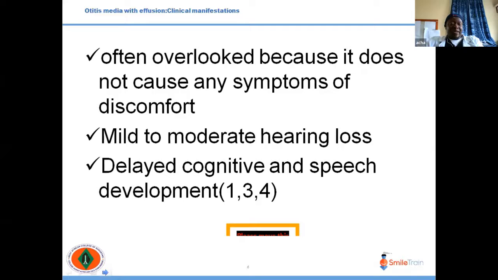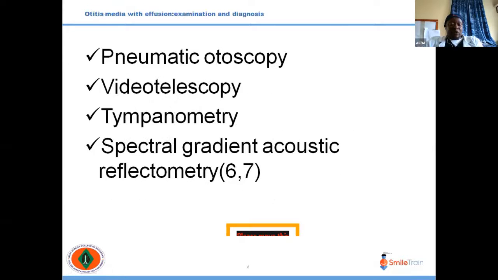So if we suspect that this child has difficulty with hearing, there are things that we can do to ascertain the diagnosis and then initiate appropriate management. The first thing to do is otoscopy. For people who have experience, even with the normal otoscope, you can pick otitis media with effusion.